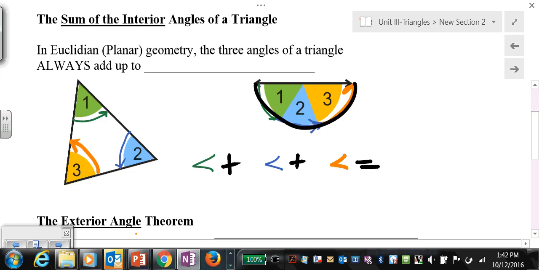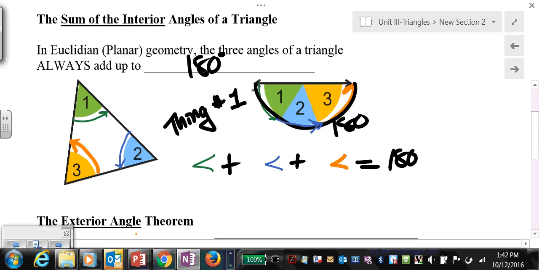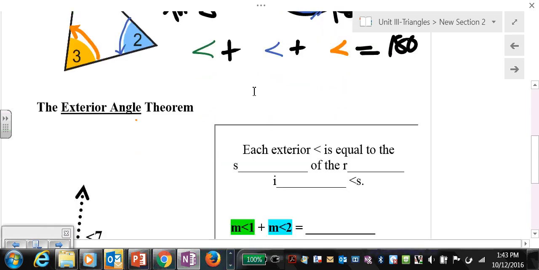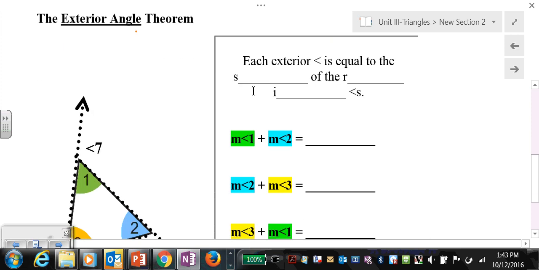Those three angles add up to how much? Bingo. As a fact, all triangles add up to 180. What I just wrote is your first equation. We'll call this equation number 1. That's the simplest one. Then we have what's called the exterior angle theorem.